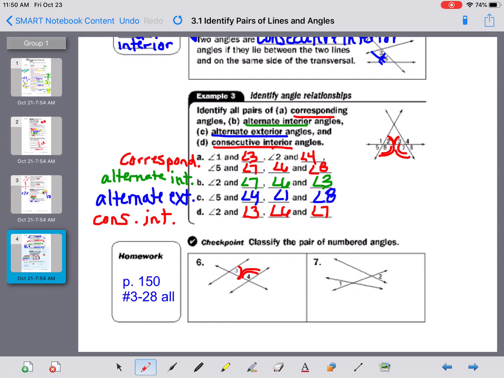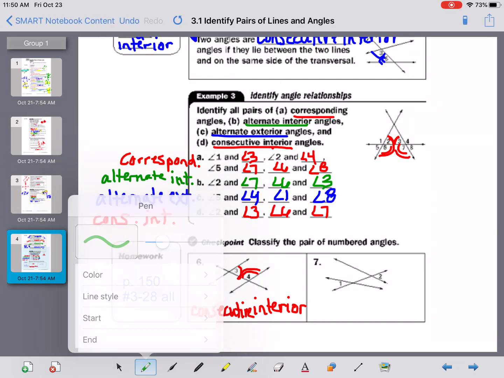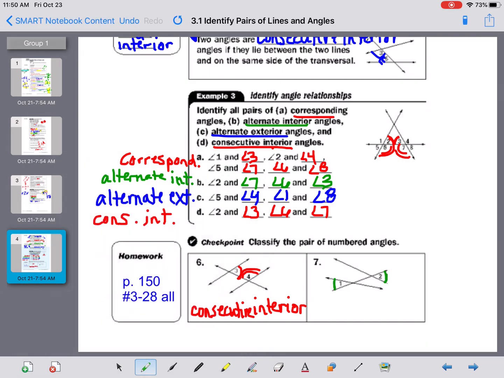So look at their position. Where are they located? Both of them are inside. That gives me a hint that I'm using the word interior. And it looks like they're on the same side, so we call those consecutive. Okay, you can also call them same side, and I would accept that answer. All right, last and final example here in our notes, angle 1 here and angle 2. They look like they're on the outside, so those would be exterior. And they jump across, and they are alternate exteriors.